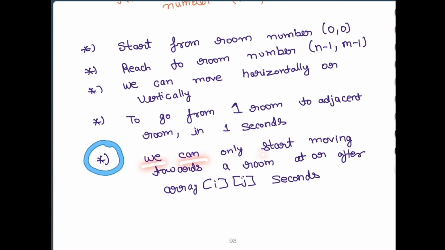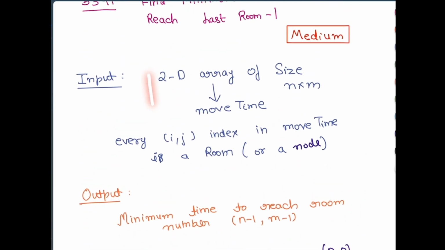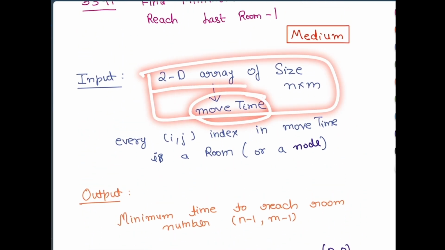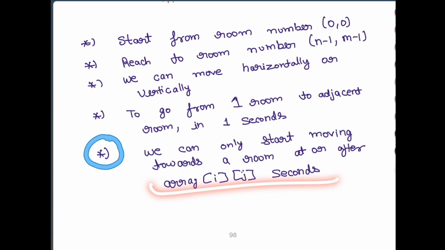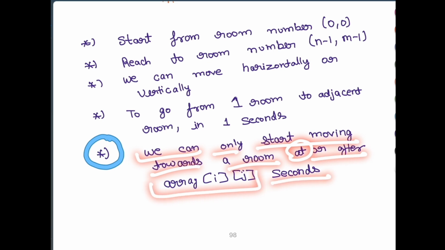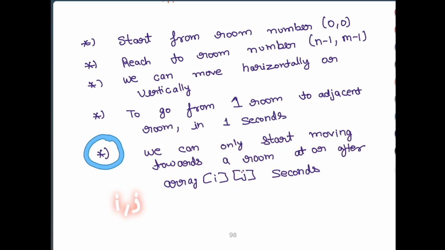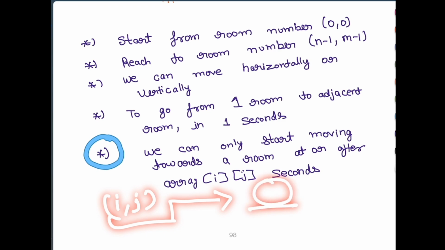We can only start moving towards a room at or after moveTime[i][j] seconds. I haven't told you about what the actual data given in the problem is. We are given moveTime, a two-dimensional array, and the indexes of that array are the rooms. But what about the data in the indexes? That data represents a time. Now let us read this point again: we can only start moving towards a room at or after moveTime[i][j] seconds. That is, for every room i, j, there is data in the moveTime array. That data represents the seconds or the time at or after which you can start moving towards the room.